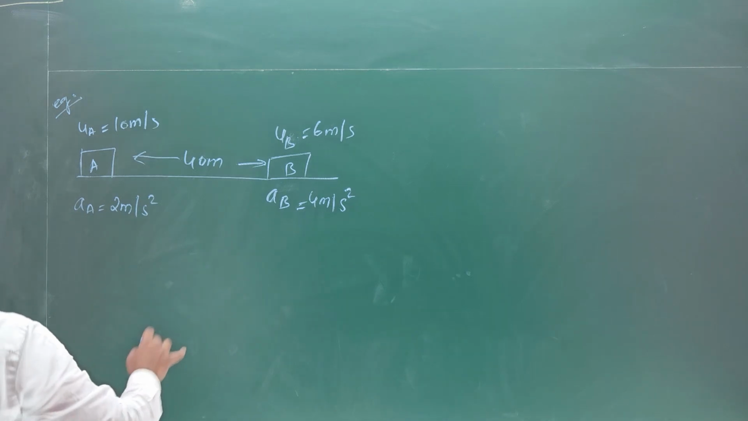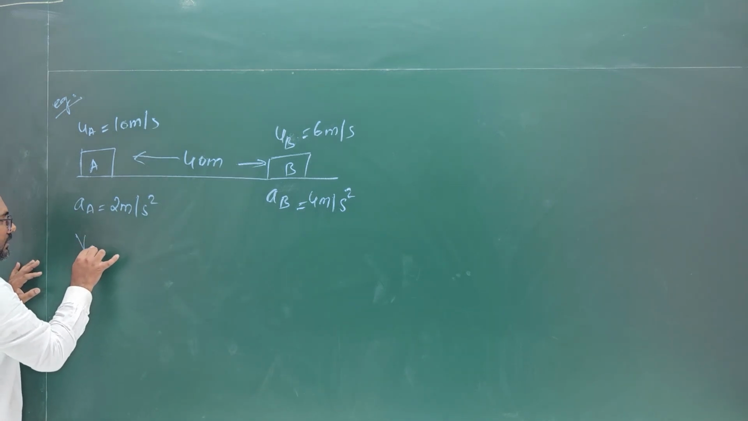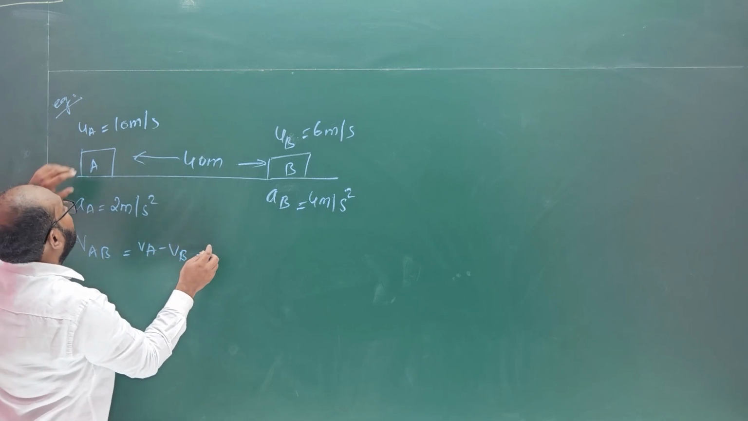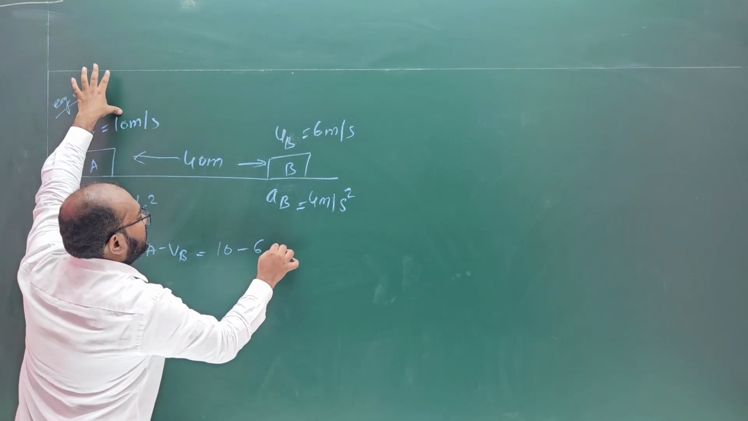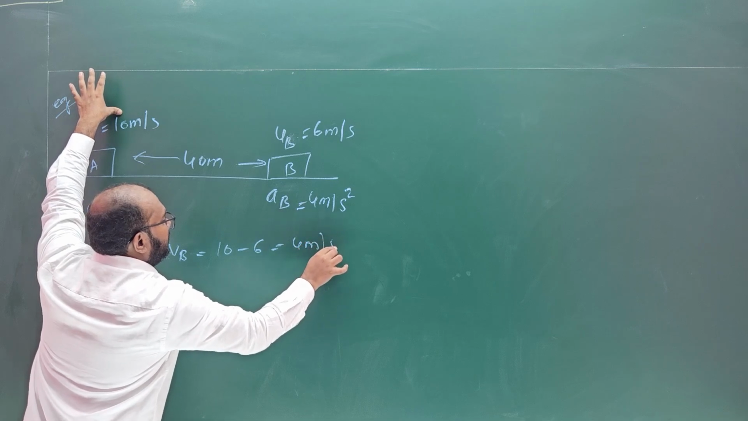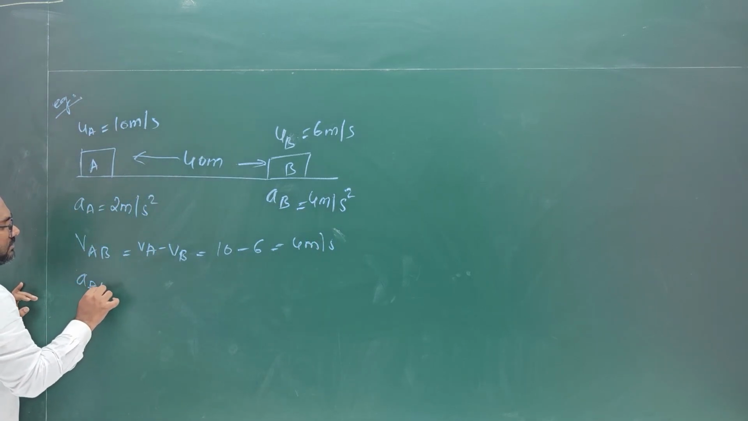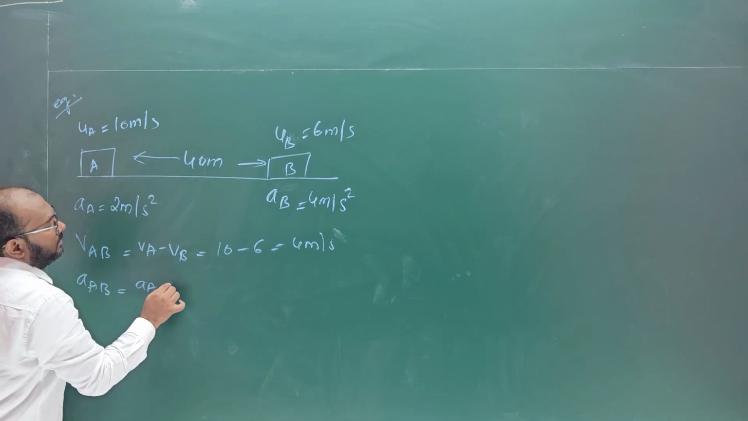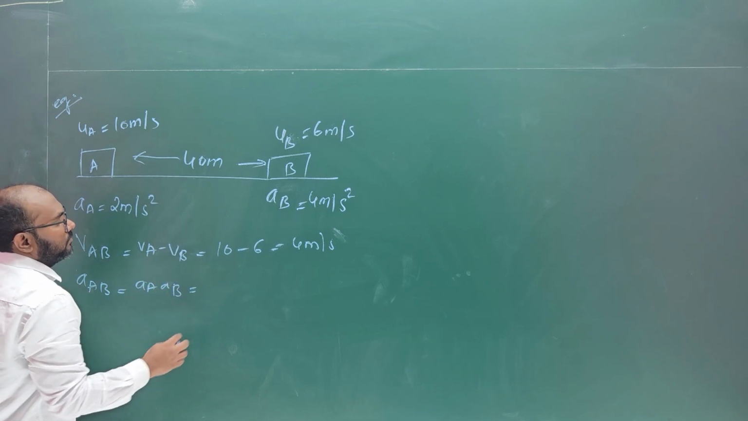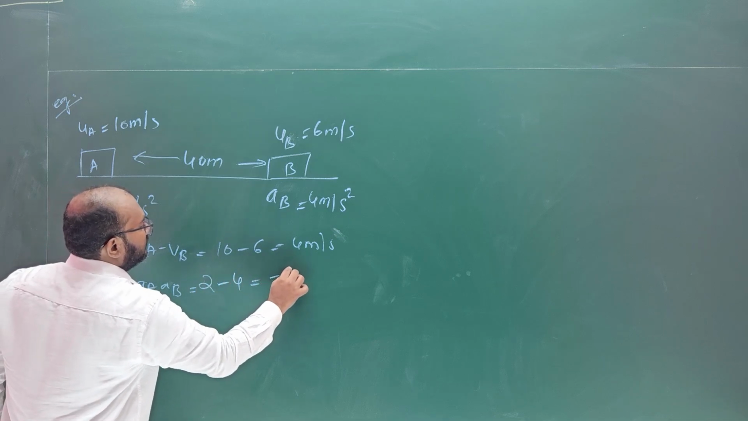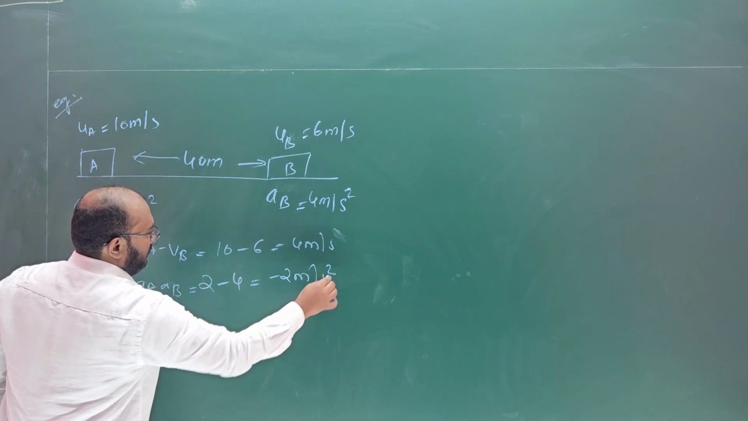Okay, shall I now? So let me tell you relative velocities. VA minus VB, and VA is how much? 10 minus 6, that is equal to 4 meter per second. And relative acceleration is nothing but AA minus AB, is equal to 2 minus 4, is equal to minus 2 meter per square second.